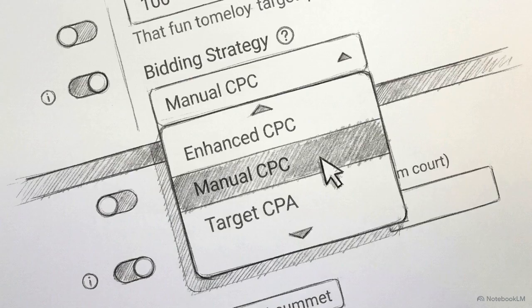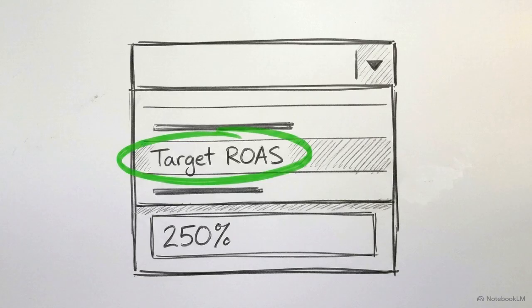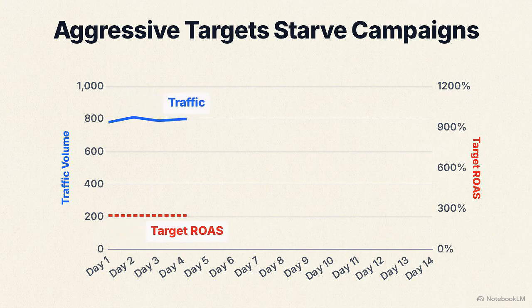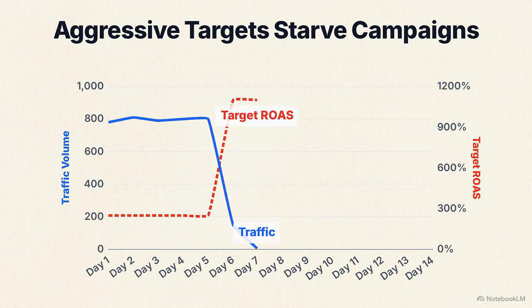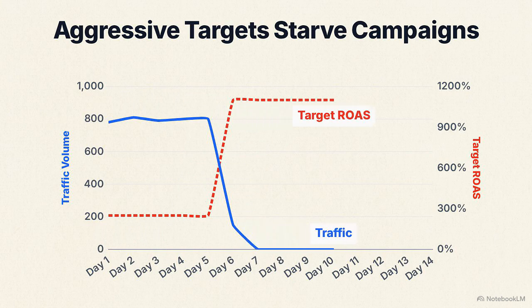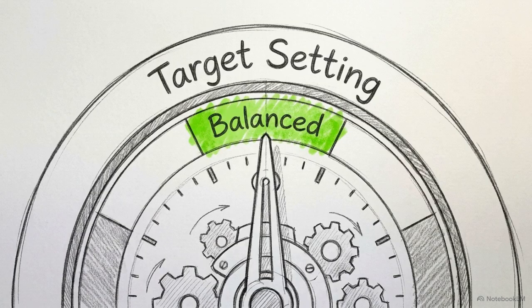If you have a brand new campaign, start with manual CPC. But once your account has accumulated a solid history of conversion data, it's time to transition to automation. Go into your campaign settings, select an automated strategy like Target ROAS, and type in a specific percentage based on your actual business margins. Keep this realistic. If you set an aggressive target that demands massive returns on day 1, Google's algorithm will simply stop showing your ads and starve the campaign of necessary traffic. Set a reasonable target and trust the machine learning.